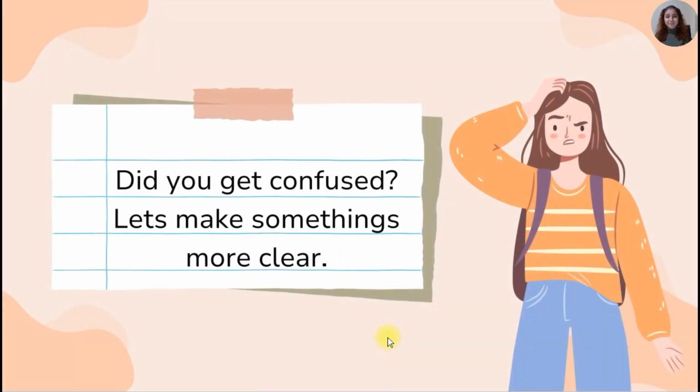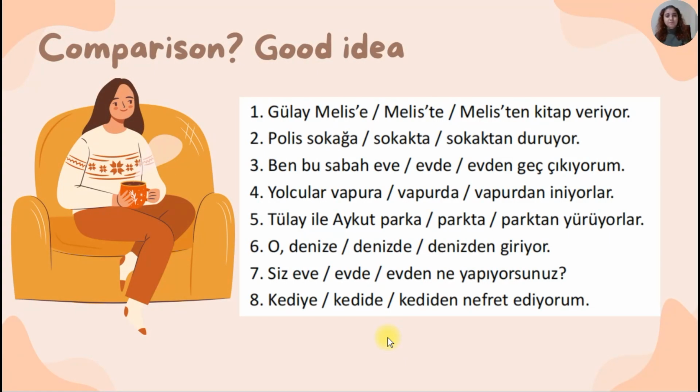Did you get confused? Let's make some things clear. Here, comparison is a good idea. We will have a sentence and you will have 3 options. To choose which one is correct depends on the verb and the sentence structure. For example, for the first one, Gülay kitap veriyor, giving a book. Melise, Meliste, Melisten. Which one is correct depends on the meaning of the sentence.